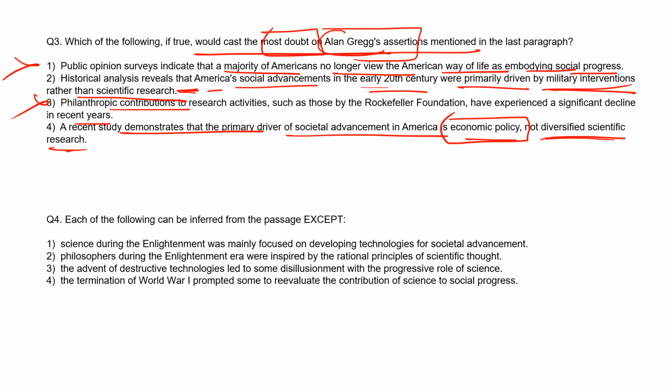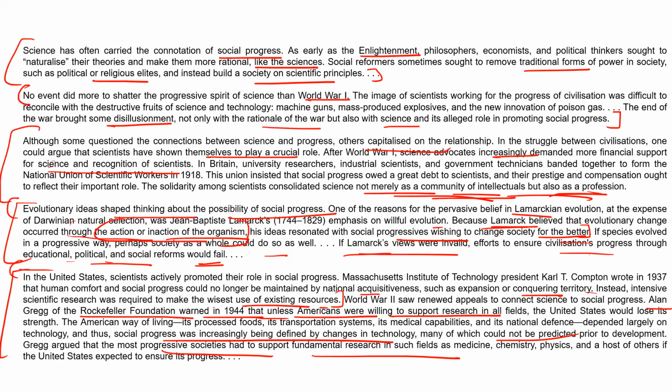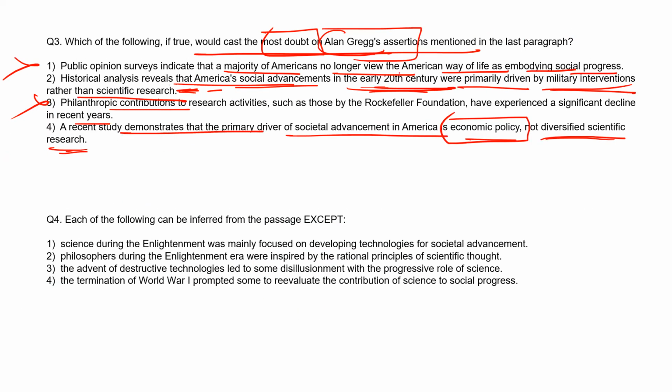So this again became a little bit of a tough nut to crack, because in one option it says that the cause of social progress is military intervention, not scientific research, and this is about America's social advancements in the early 20th century. The other says that a recent study claims that America's economic policy drives social advancement, societal advancement, not diversified scientific research. So what do we do? Okay, now let's look at the question, look at the passage. So he warned in 1944. So first of all, can we call 1944 the early 20th century?